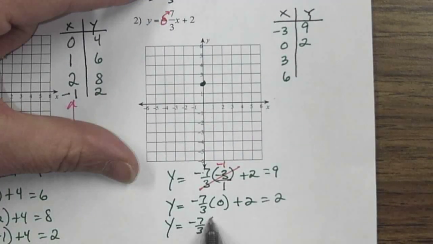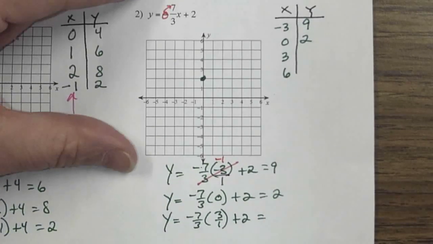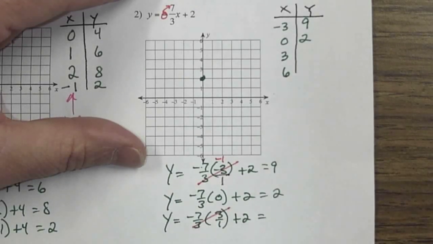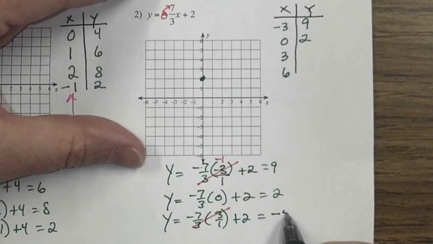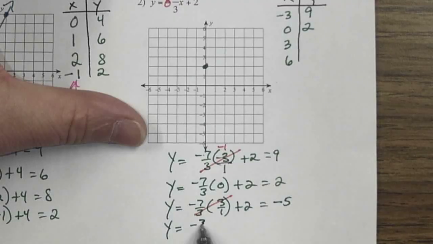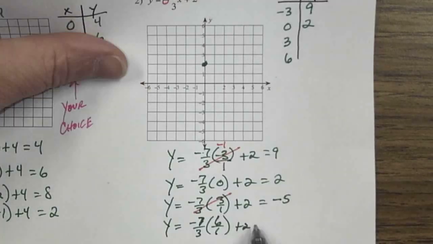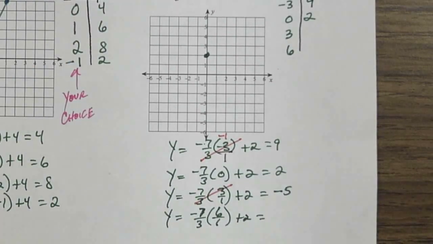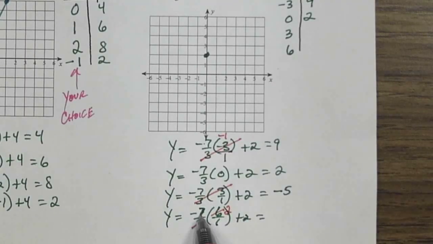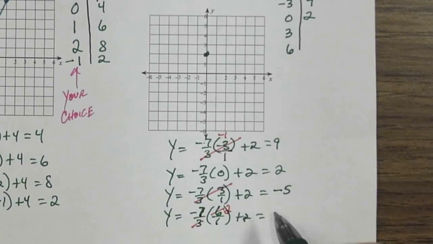Y equals -7 over 3 times, I'm going to make this 3 over 1 right off the bat, plus 2. Plugging in 3, the 3s can cancel. I get -7 plus 2, which is -5. Y equals, watch this, -7 over 3 times 6 over 1 plus 2. Okay, well, 3 goes into 6 2 times. 2 times -7 is -14, plus 2 is -12.